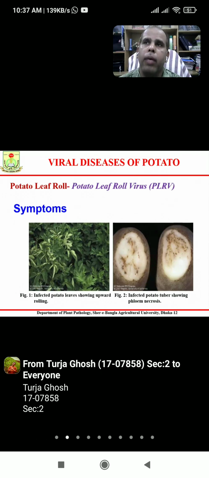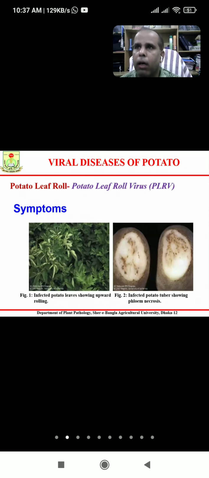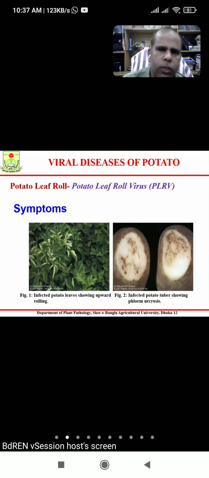Number 1 plant viral disease of potato is potato leaf roll virus, then potato mosaic, and then potato virus X, which is called mild mosaic. One is a severe mosaic and one is a mild mosaic. So here, potato leaf roll virus, this disease name is potato leaf roll. The name itself is self-explanatory. How?